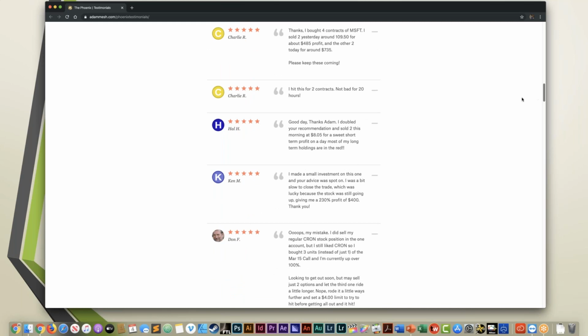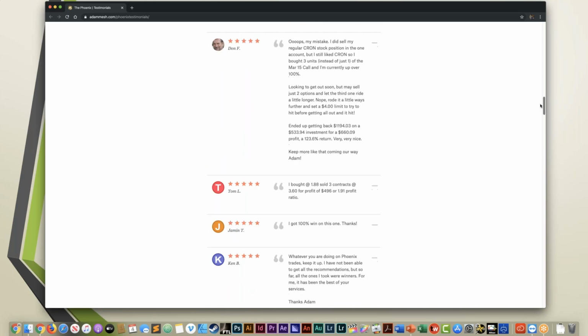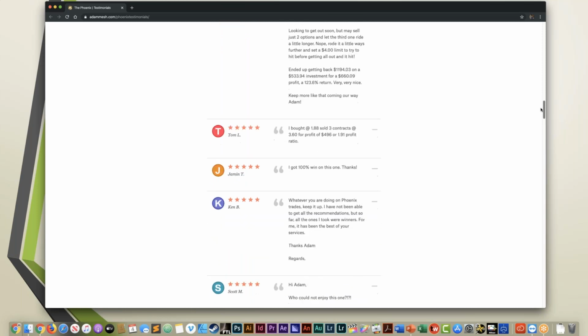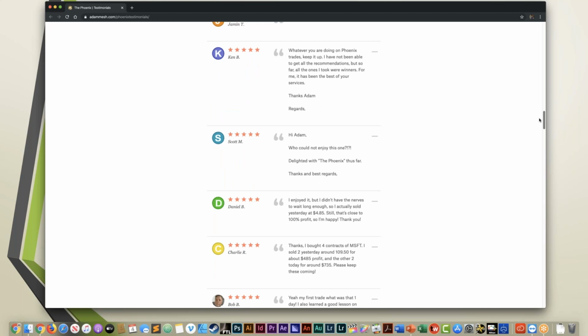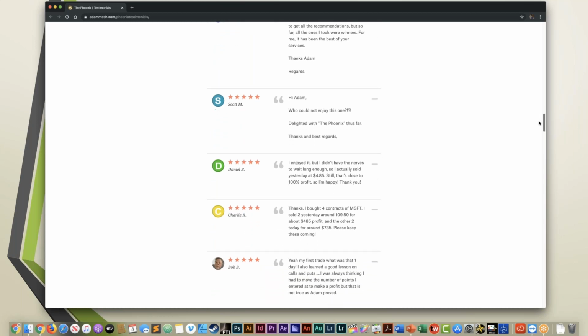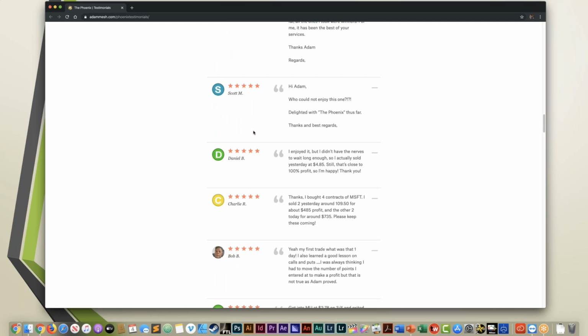I doubled your recommendation, sold 2 this morning, 805 for a sweet short-term profit on a day. Most of my long-term holdings are in the red. I mean, it's just real. It's a real experience, and I think that's what's so cool. Keep more coming. I mean, this is just fun. It has been the best of your services. Who cannot enjoy this one? Been delighted with the Phoenix.